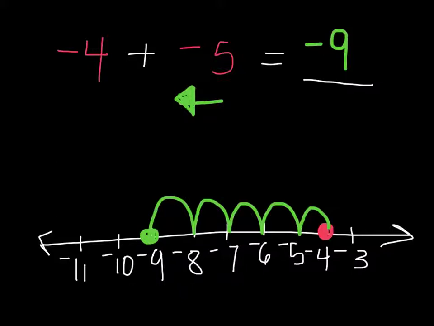Then, because I want to add a negative number, that is -5, I'm going to move in the left direction on the number line. So, starting at -4, I move left 5 units because I'm adding -5. So when I do that, I move 1, 2, 3, 4, 5 units to the left, and I land on the number -9. Using the number line, I have determined that -4 plus -5 equals -9.